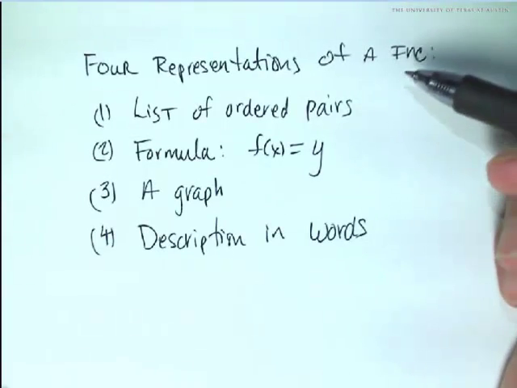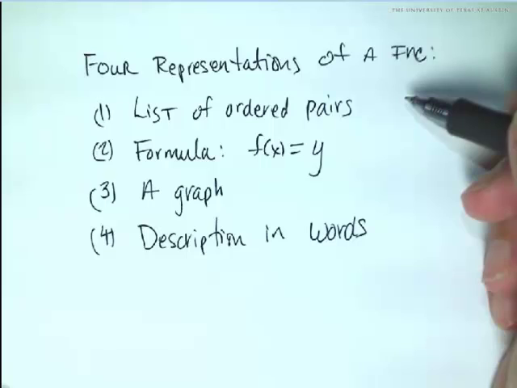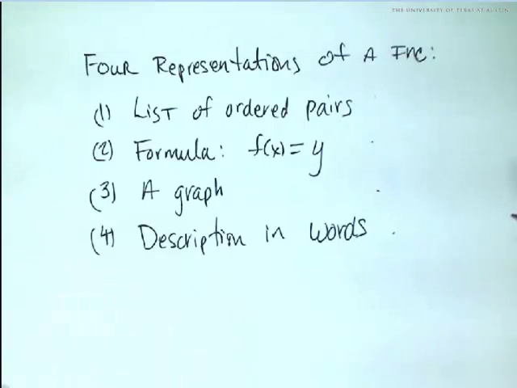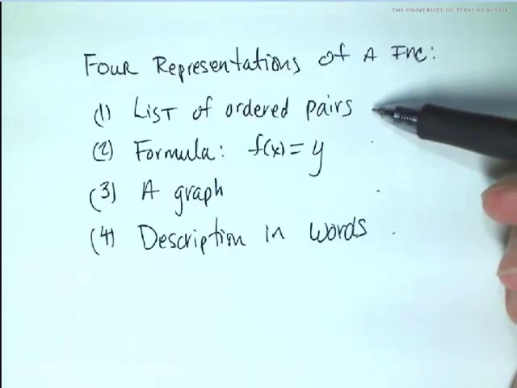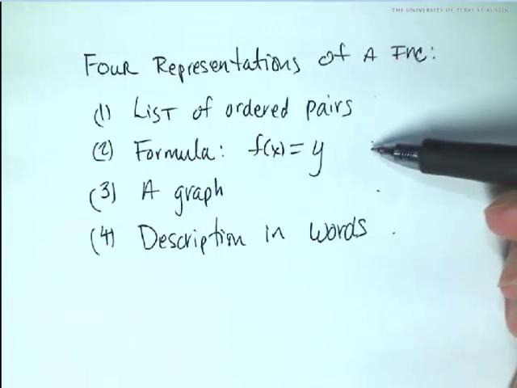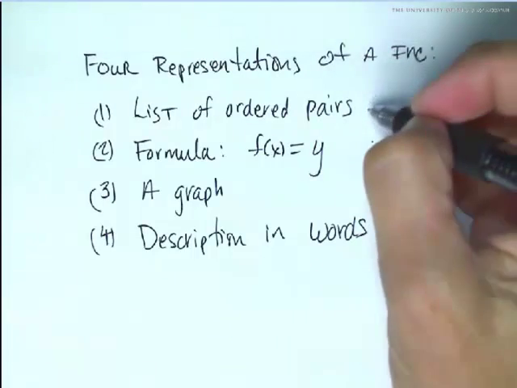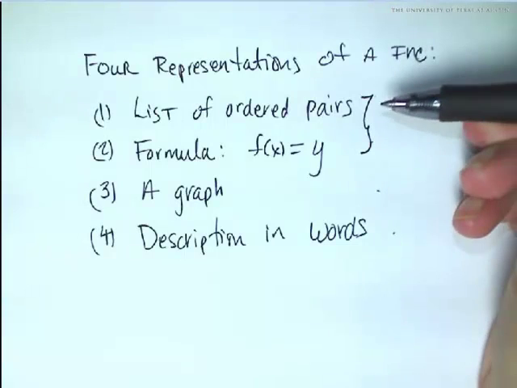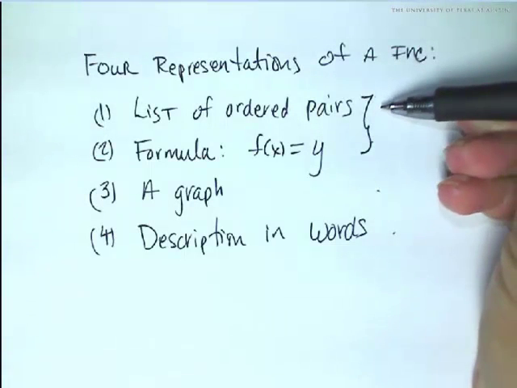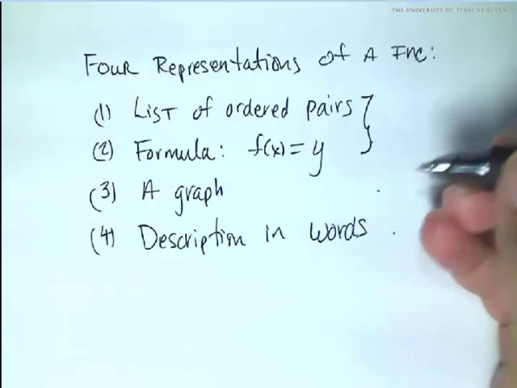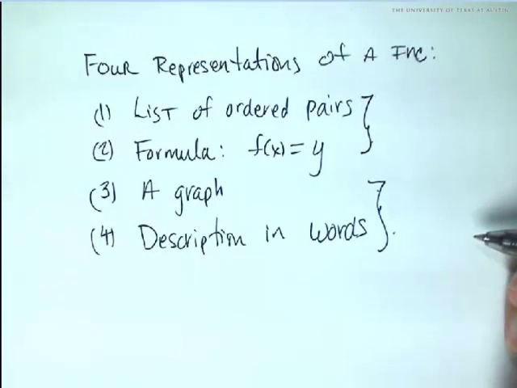Okay, what you should be able to do is extract the domain and range of a given function regardless of which representation it is given in. So we need to be able to extract it from a list of ordered pairs, from a formula, from a graph, or description in words. In this video, we're going to explore how to find the domain and range if we're given the function as a list of ordered pairs or if we're given it as a formula. In the next video, we will explore graphs and descriptions of words. Okay, so let's start with the list of ordered pairs.